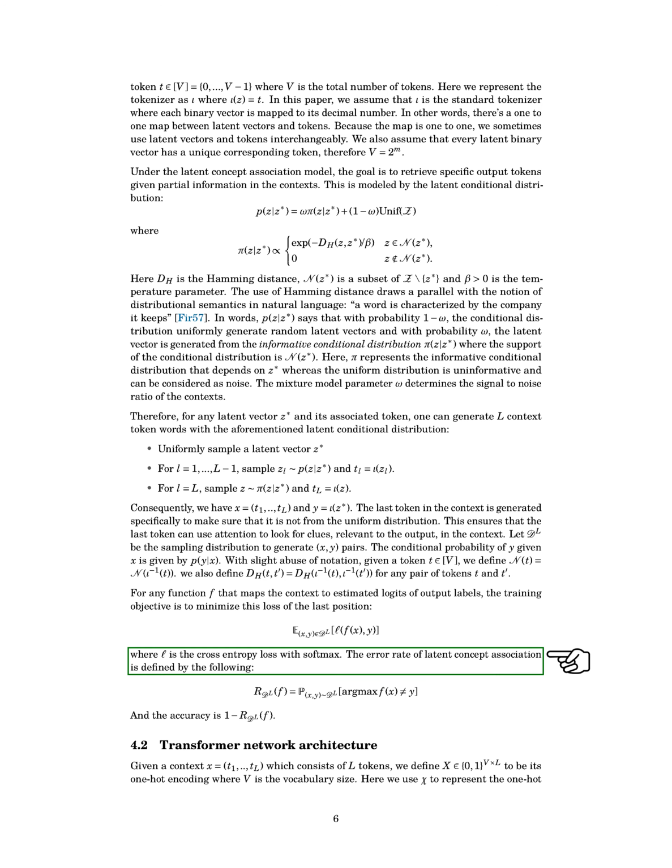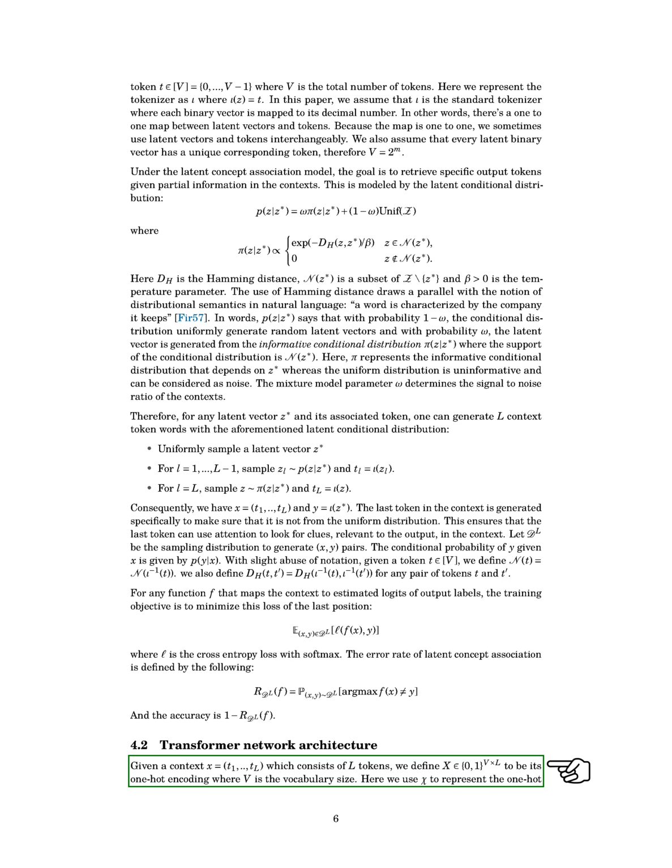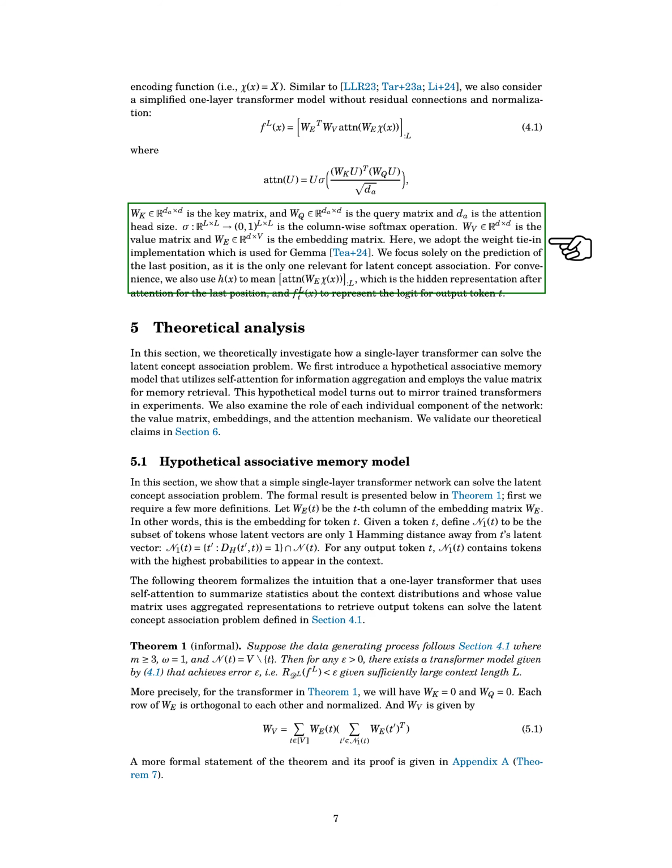Section: Transformer Network Architecture. In this section, we will discuss the transformer network architecture. We start by considering a context of 5 tokens and define its one-hot encoding with a vocabulary size of 46. We also introduce a simplified one-layer transformer model without residual connections and normalization, involving key and query matrices, attention head size, softmax operation, value and embedding matrices. We implement weight tying as used in Gemma. Our focus is on predicting the last position for latent concept association, denoted as the hidden representation after attention and the output token logit.